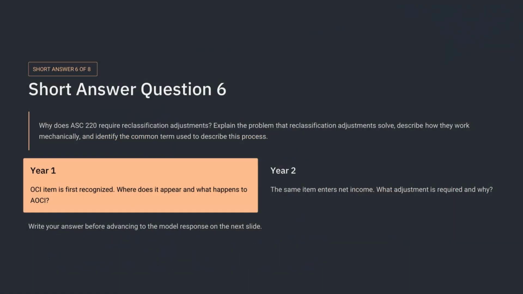Short answer question 6 asks, why ASC 220 requires reclassification adjustments? Explain the problem, the mechanics, and the common term for the process. Use a simple two-period structure. In year 1, an item enters OCI and AOCI. In year 2, it enters net income after realization.